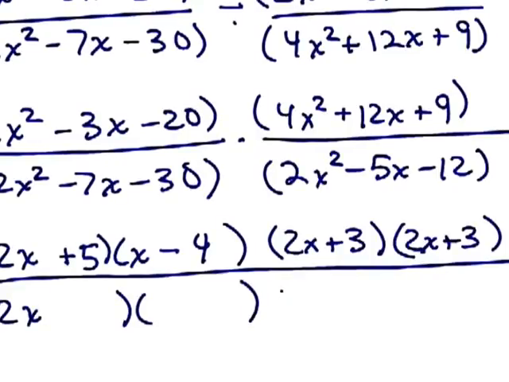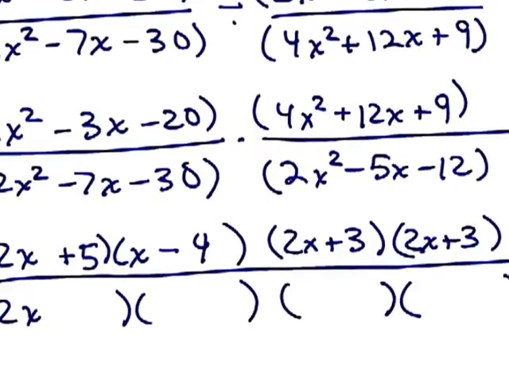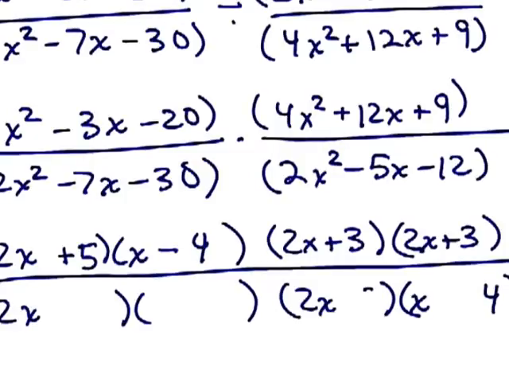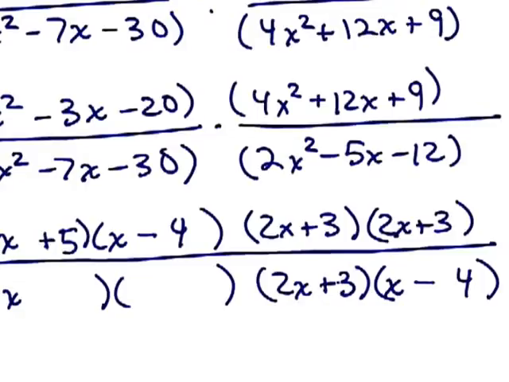Let's see, I'm going to do this. This one looks easier over here. 2x and x. Let's see, factors of 12, 4 and 3. That'll be a minus. That'll be a plus. All right, one more over here.